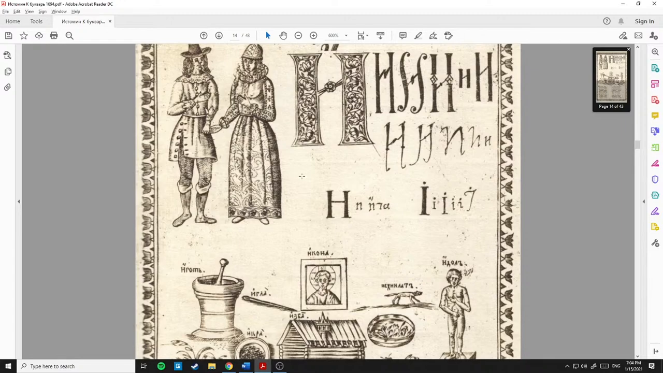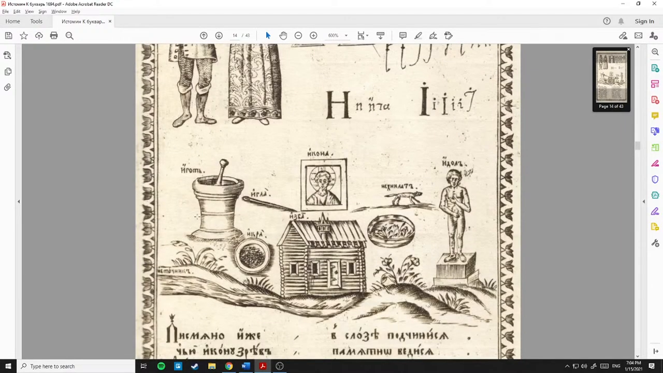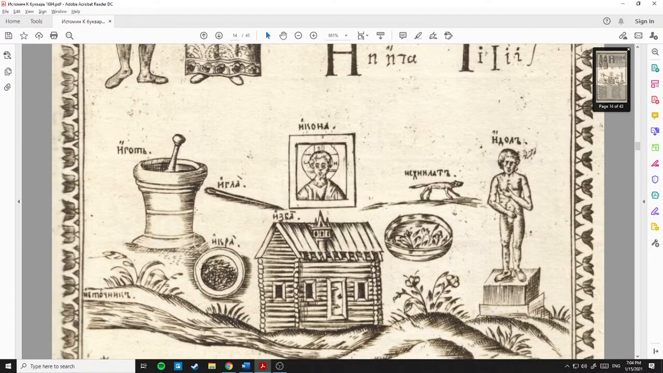Here we go. Letter E. And a lot of different pictures. And this is an interesting one. So this first one, this is Igot. And Igot, it's very, very difficult to find some information about this. But it turns out that this is a deep cylindrical mortar.